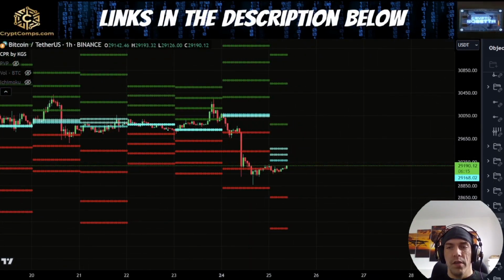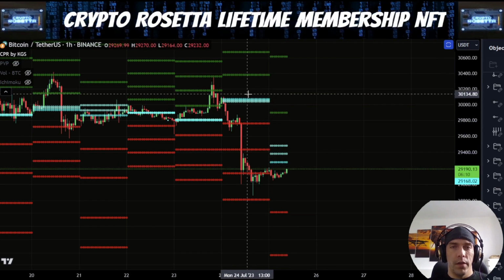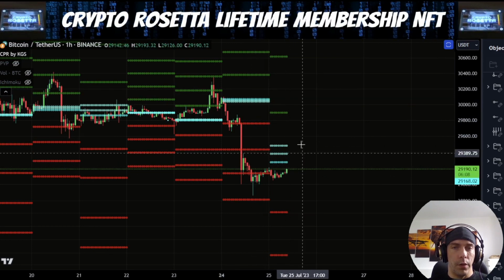Having a look at the daily CPR lines here, what we can see is that we've actually printed a much lower CPR. So this is indicating that, you know, the market is feeling quite bearish at the moment.